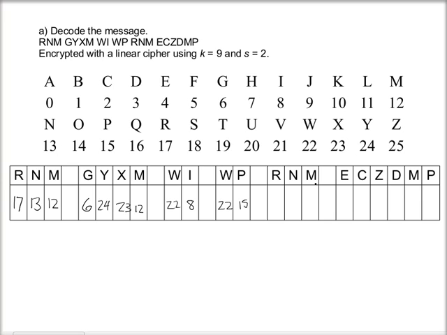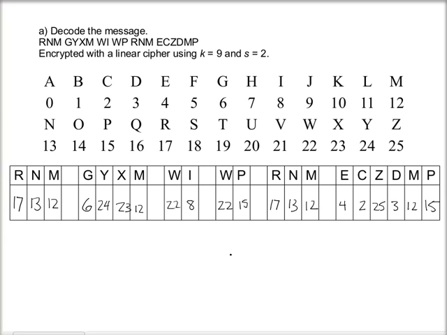Now I've got a repeated sequence of letters, R, N, M, which I already saw, so those are the same, so it's going to give me 17, 13, and 12. E is 4, C is 2, Z is 25, D is 3, M is 12, and P is 15. So now I've translated that into position numbers.